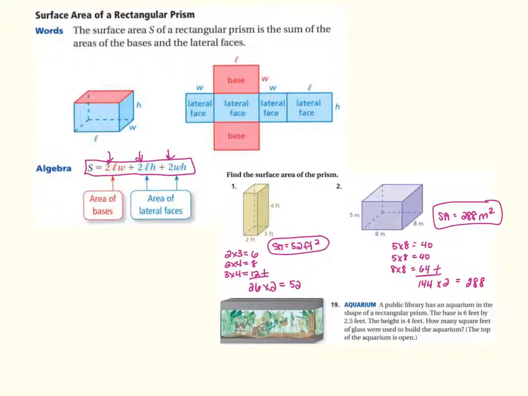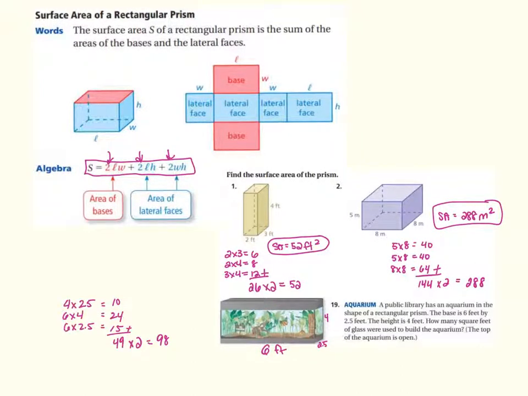All right, so your answer should have been 52 feet squared for the first prism, and then 288 meters squared for the second prism. Squared units because it's surface area, not volume. When we do the aquarium, let's go ahead and find surface area originally. If the base is 6 by 2.5 and the height is 4, go ahead and find the total surface area and then push play to resume for the ending result.